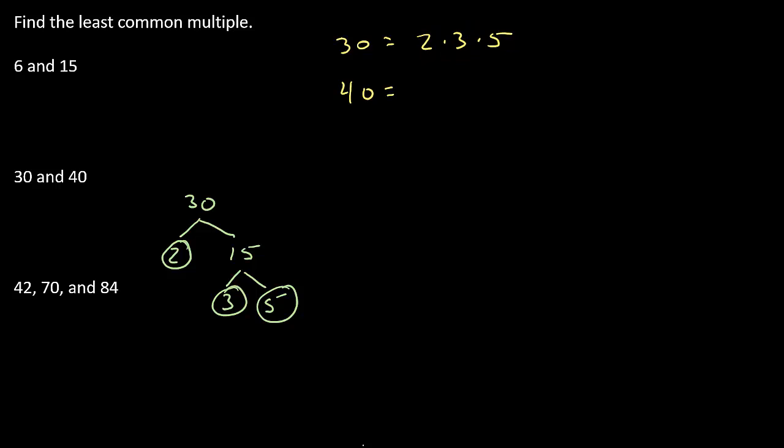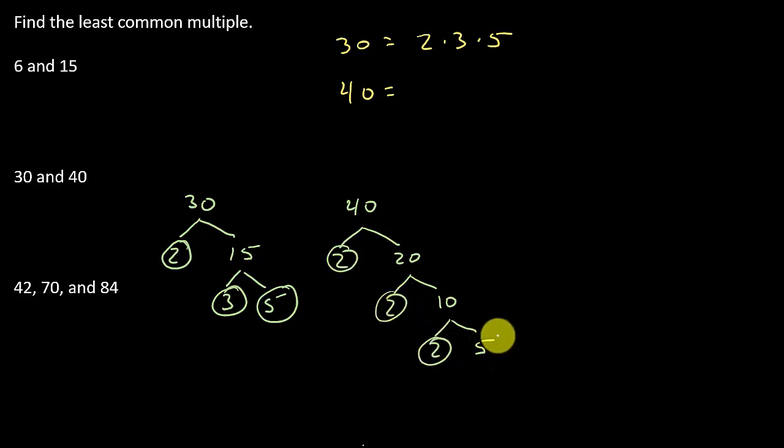Now let's look at the 40. Well, that's 2 times 20. And then 20 can be written as 2 times 10, and then 10 can be written as 2 times 5. So the 40 can be written as 2 times 2 times 2 times 5. So that is going to give us 2 times 2 times 2 times 5. Now we're ready to find the least common multiple.